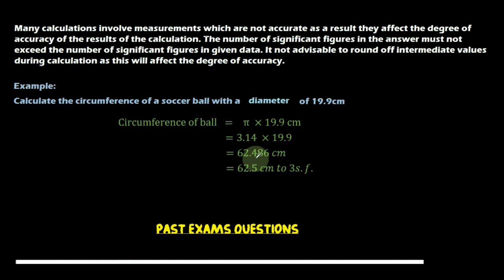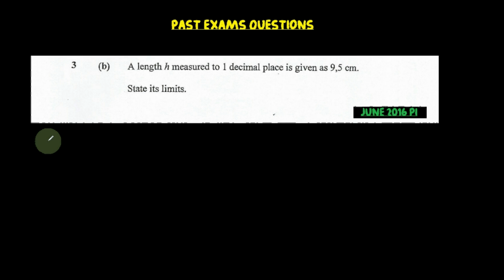Then we get 62,486. Now, like I was saying above, we have three significant figures in our question from 19,9. Those are the three significant figures that we have for this particular question. Therefore, our answer must also have three significant figures. Then we round off. Our third significant figure is 4. We look at 8. 8 rounds up. Therefore, 4 becomes 5. And our answer is 62,5.